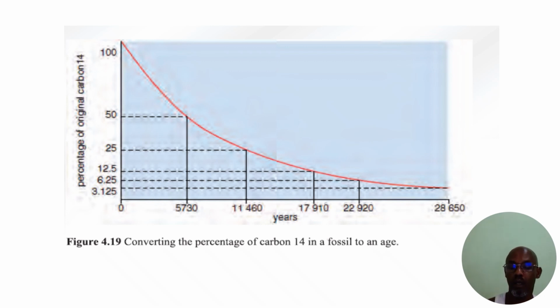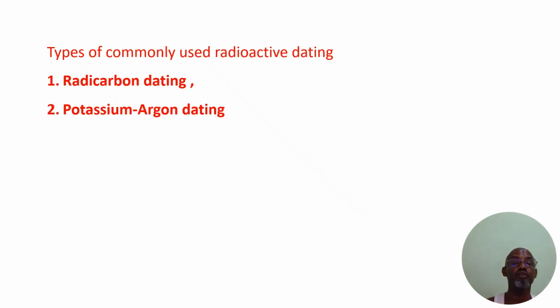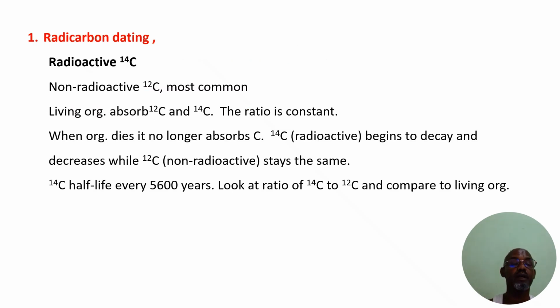Okay? And types of commonly used radioactive dating. I've shown you many radioactive elements like uranium-235 and 238, and rubidium. The most commonly used are carbon and potassium argon dating, radiocarbon dating or carbon-14 dating, and potassium argon dating methods. You can see radioactive carbon dating.